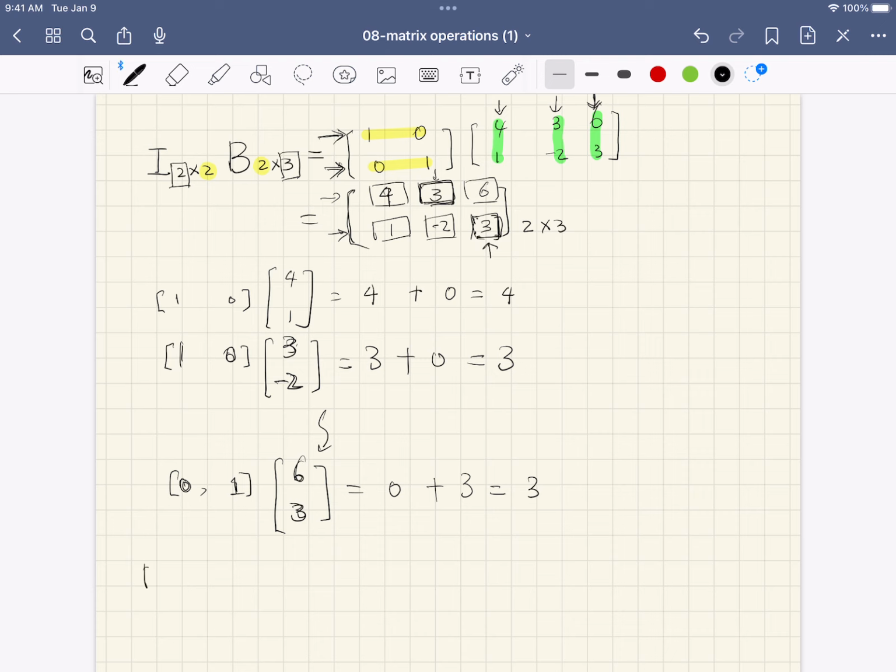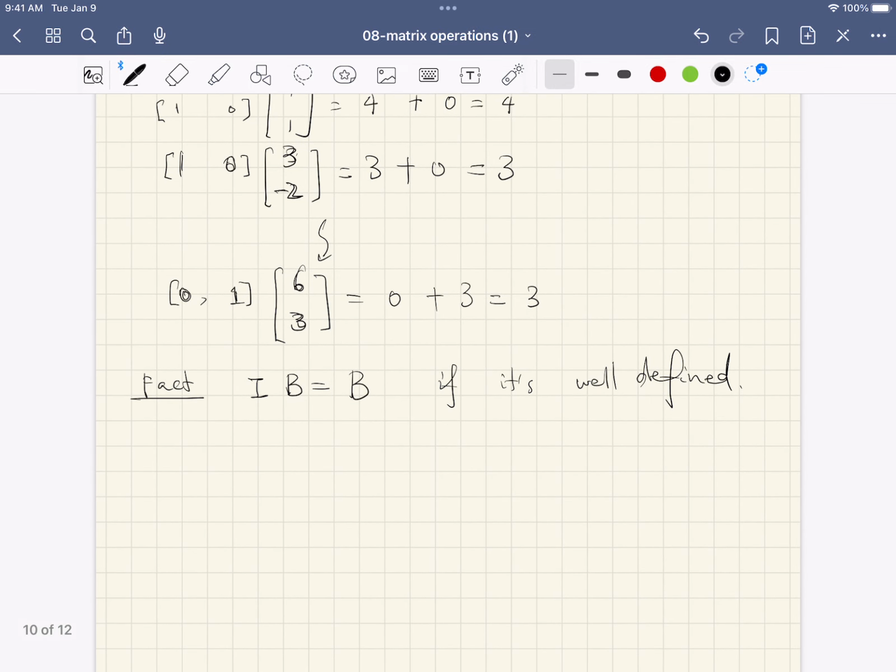One observation: the identity matrix times any matrix B is B, if it's well defined. So the identity matrix is very special. It's something like 1 in the number system. So 1 times any number A is going to be the same number A. So for matrices, the identity matrix plays the role of 1.